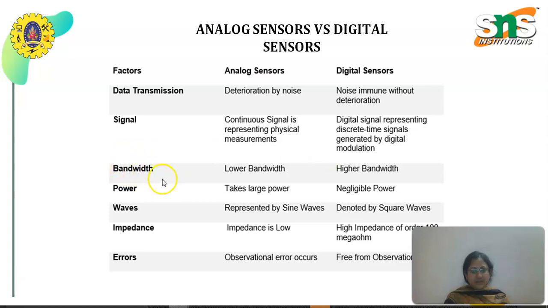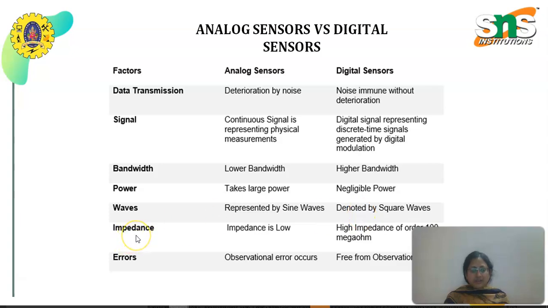The next one is the bandwidth. Analog sensors produce output in a lower bandwidth, and digital sensors produce a higher bandwidth. The power used by analog signals is larger, and the digital sensor consumes less power, even a negligible power. The output waves produced by analog sensors are sine waves, because it is a continuous signal, and the digital signal produces square waves, because it has binary values.